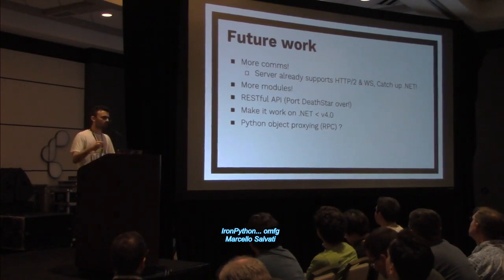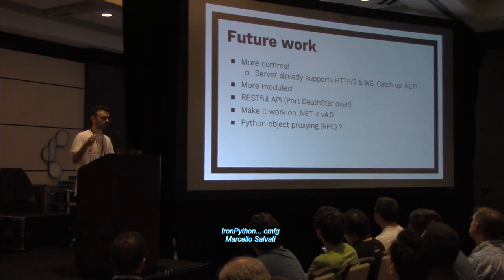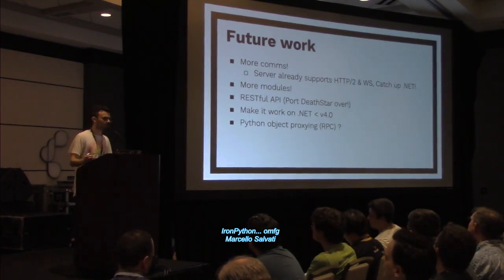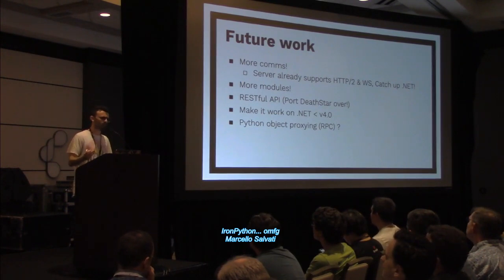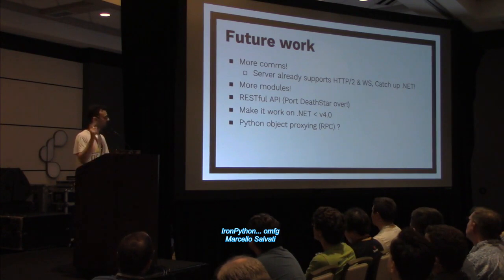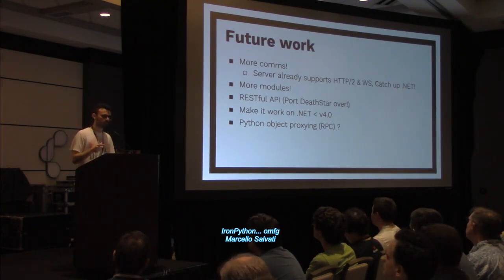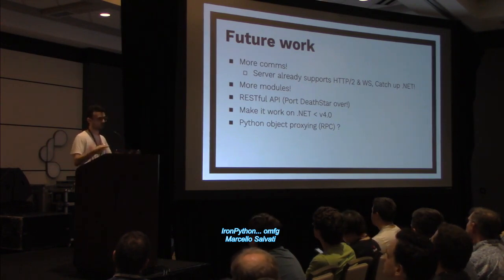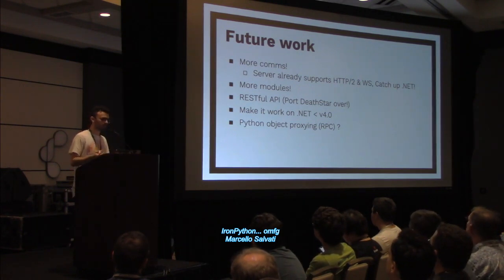So future work, more comms. The server side of the SILENTTRINITY actually supports HTTP2 and WebSockets as of right now. It's based on Sanic, which is like a new version of Flask, if you're familiar with Python web servers. So the server side is ready. The problem is .NET. .NET, at least to my knowledge, does not have an HTTP2 client available. It actually recently added WebSocket support, so I just have to get that going. But so more comms. I want all the comms. More modules. RESTful API.